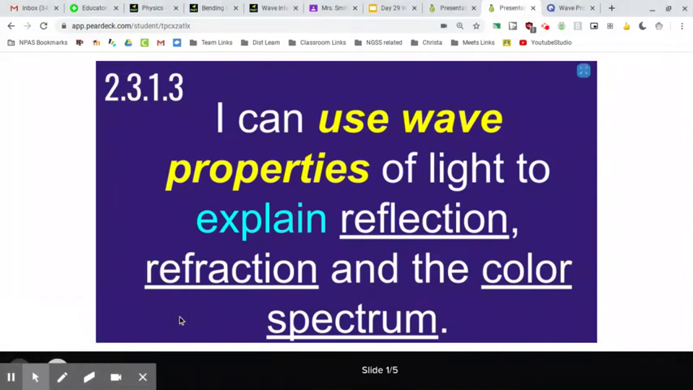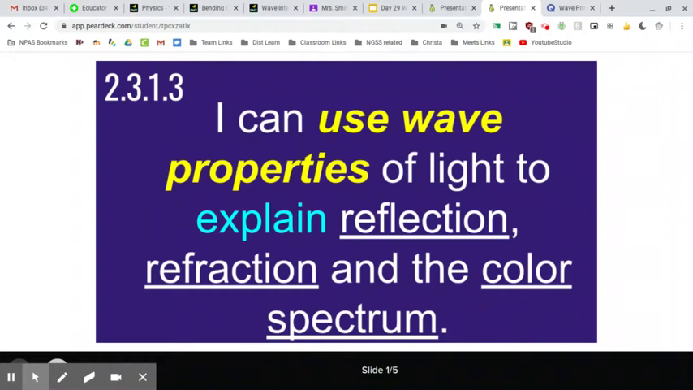Hey, Journey team. Today we are going to be finishing up the first day of our week that ends our wave unit. We only have a couple of vocabulary words. I'm so proud of you. You guys have come a long way in this entire waves unit, and we are wrapping it up in the next few days. So I'm going to get to the point.